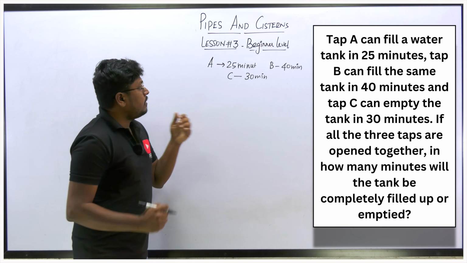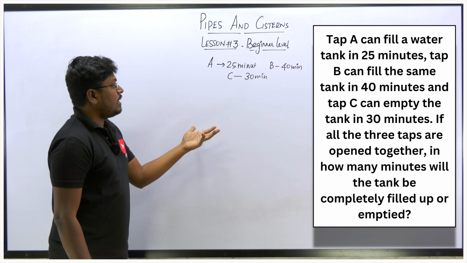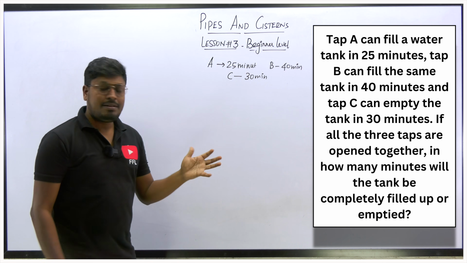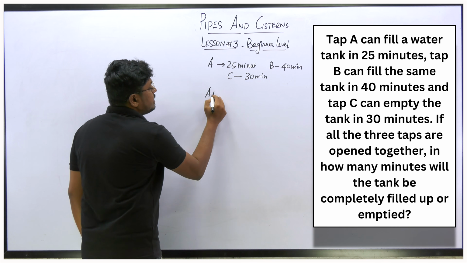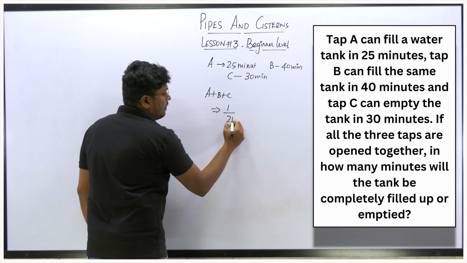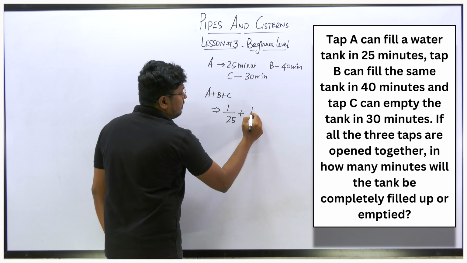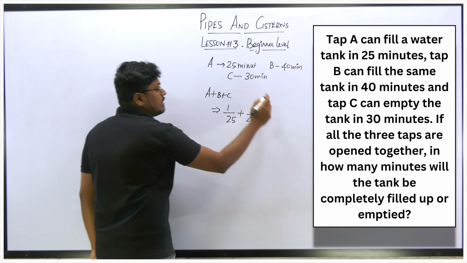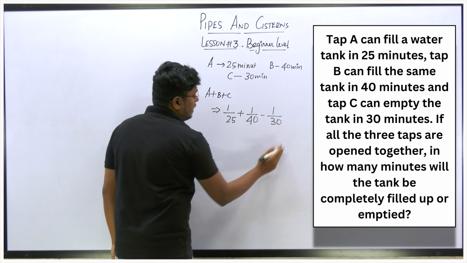So here you can see it's an easy question, right? Both the taps are filling and one tap is emptying the cistern. So what we can do here is just A plus B plus C. If all the three taps are opened, 1 by 25 plus tap B 1 by 40, and tap C is emptying the cistern. Tap C is 30 minutes, so minus 1 by 30.